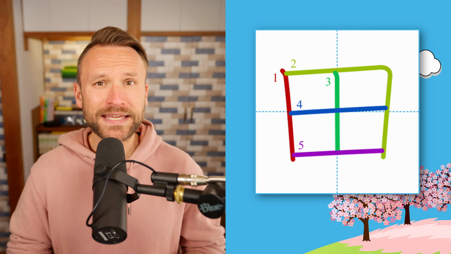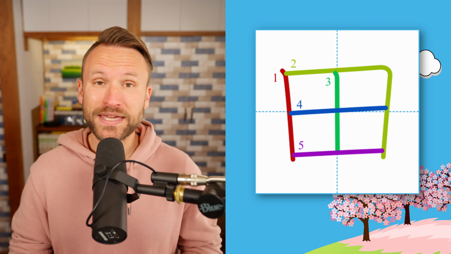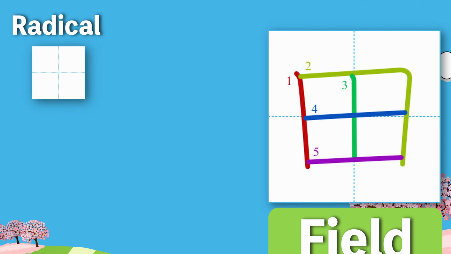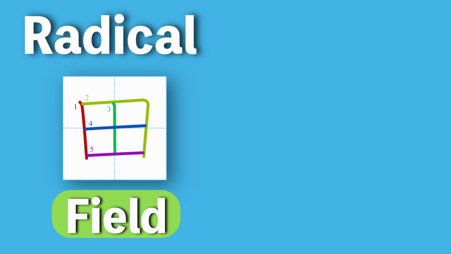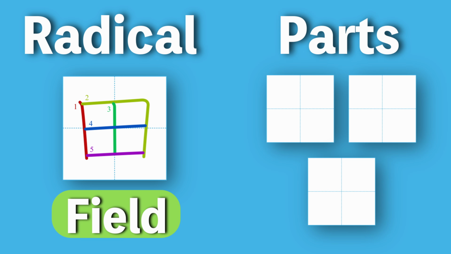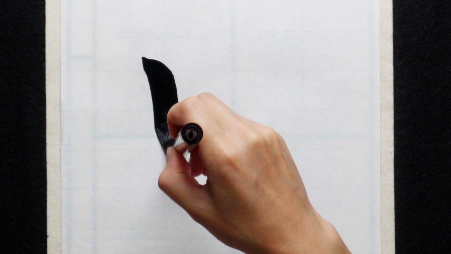We're starting off easy today with a pictograph that means field. Field is its own radical, which means it will be showing up in many other kanji, where it'll retain this meaning. We can break it down into the 3 parts, mouth, staff, and one, though it's probably not necessary. There are 5 strokes in field.